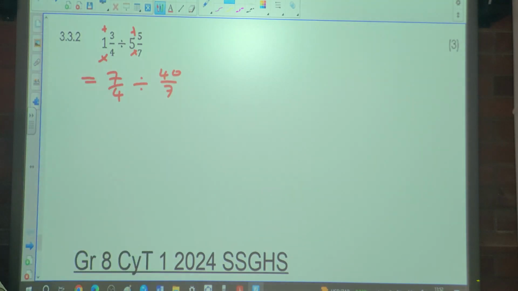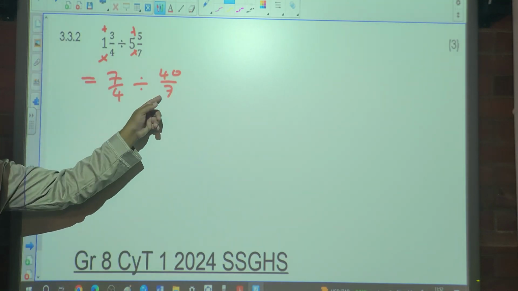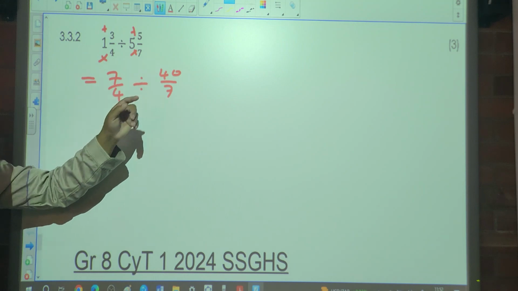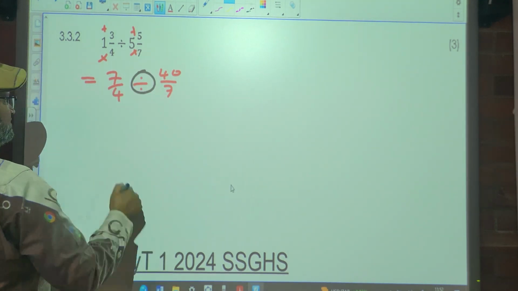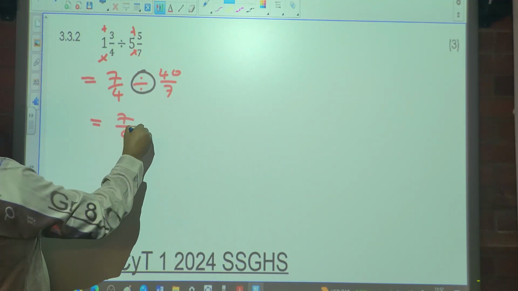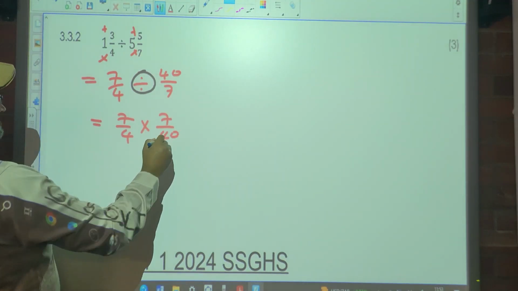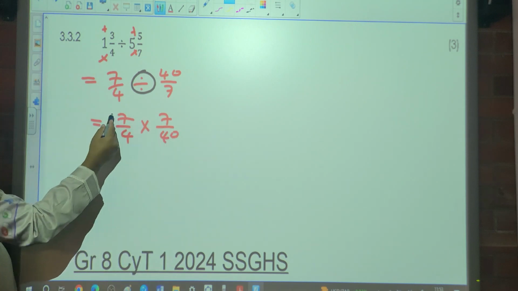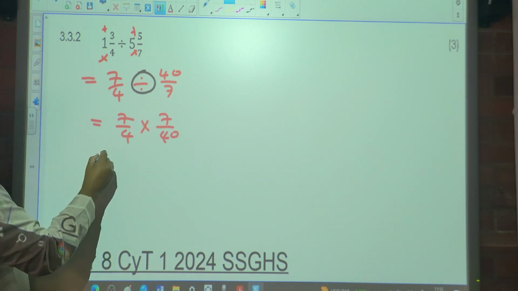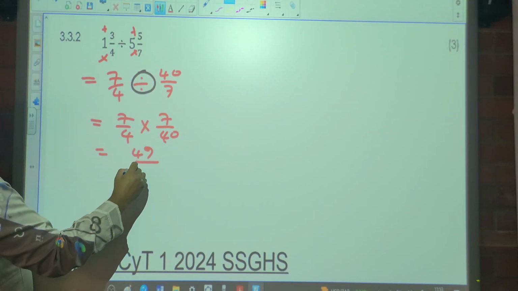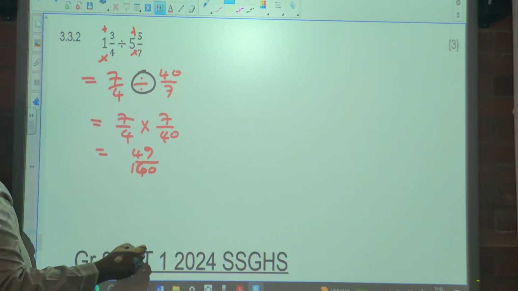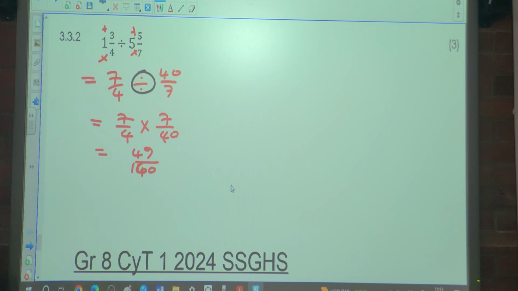How many people went and simplified the 7s and the 4 going into 40 once? You can't, people, because this is division. You must change it to multiplication first. So 7/4 multiplied by 7/40. Now is there anything that can cancel here? No. And here? No. So 7 times 7 is 49, of course, and 4 times 40 is 160. So it's 49/160. Okay.